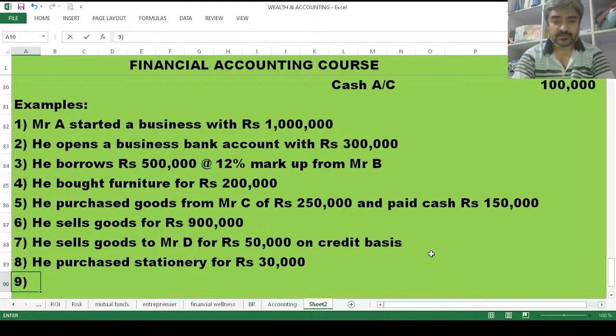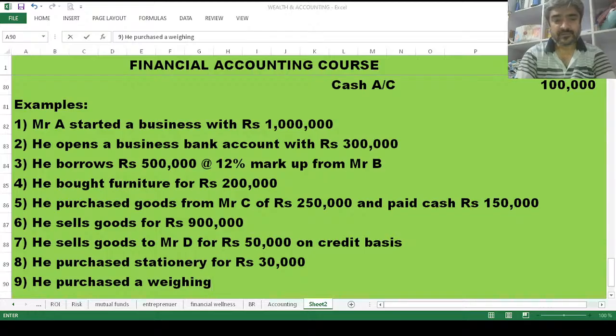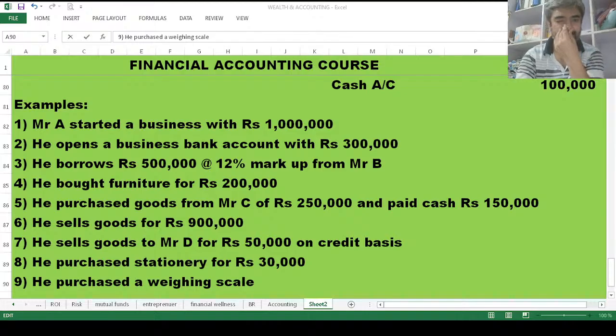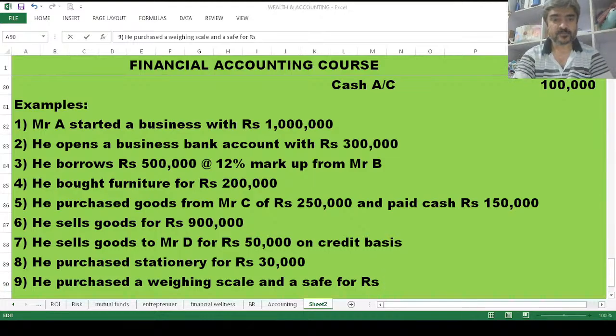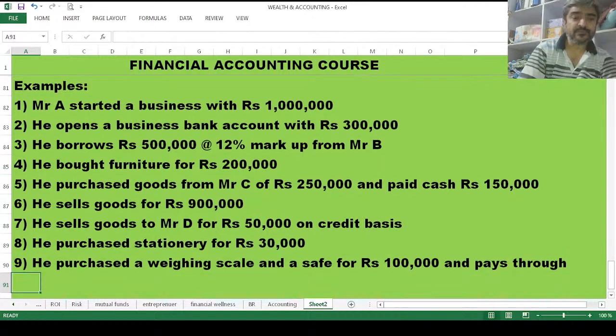The ninth transaction is he purchased a weighing scale and a safe for rupees 100,000 and pays through a check.